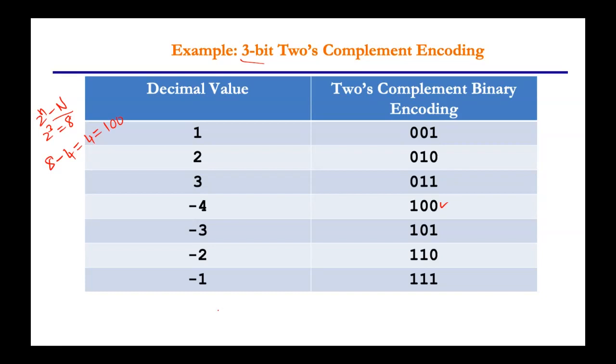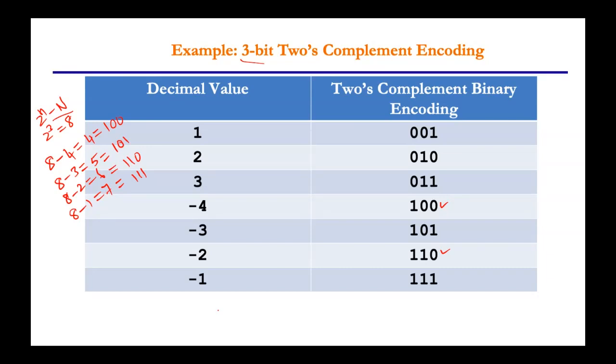Similarly for -3, 2 to the power of 3 is 8, so 8 minus 3 is 5. Its binary equivalent value is 1 0 1. Whereas for -2, 8 minus 2 is 6. Its binary equivalent value is 1 1 0. Similarly for -1, 8 minus 1 is equal to 7. Its two's complement binary encoding is 1 1 1.